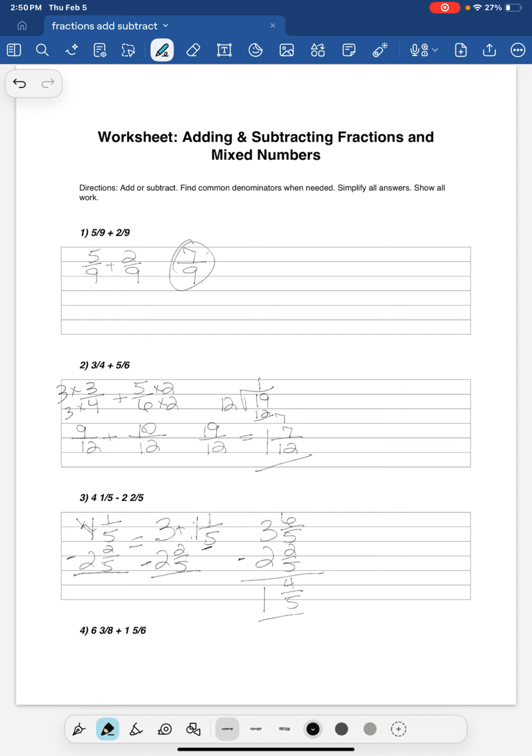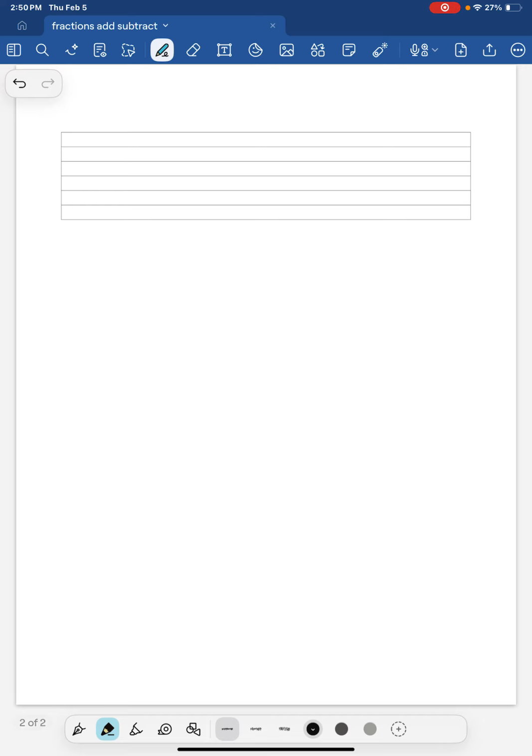Okay, now we have 6 and 3/8 plus 1 and 5/6. We see we do not have a common denominator for these fractions, so we've got to come up with something. We have to think of what would be the lowest. Both of these numbers can be multiplied by something, and that will give you 24. So 24 is going to be your denominator. Move over your whole numbers. Don't forget to adjust your numerator. How did you get to 24 from 8? You multiplied it by 3. So you do the same thing here, 9/24.